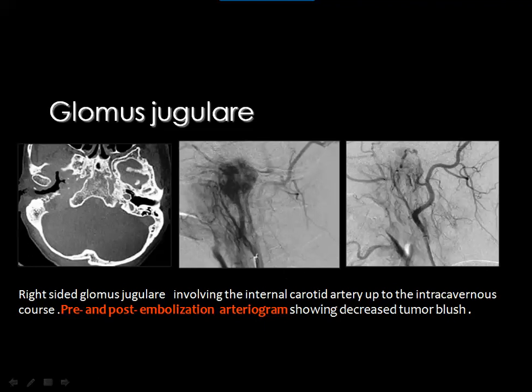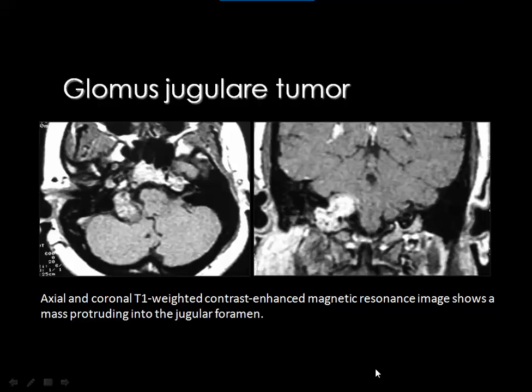And this is an example by bone window to see the glomus jugulare, which is destroying part of the skull base, and this is by angiogram. You see the tumor with tumor blush, and after embolization, you get a marked decrease in the blood supply of the lesion.